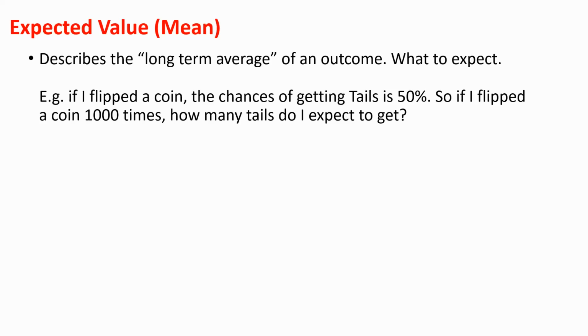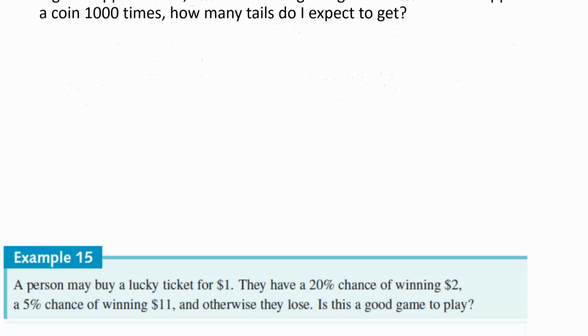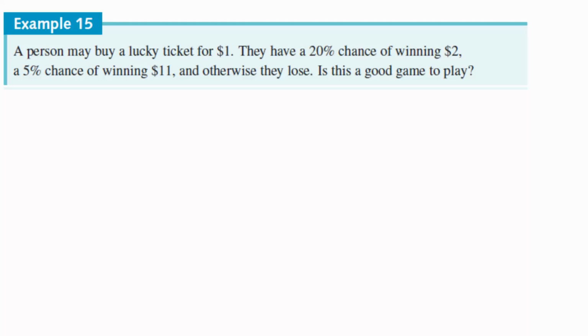So the question is, I said it is the long-term average. I said the average is the sum of all numbers divided by the number of numbers. Let's do an example. The mean or the expected value started off from gambling. The idea of, when you're gambling, you're likely to gain profit or not. So let's have a look at this one. Let's say a person may buy a lucky ticket for $1. So they buy it for $1, so they're spending $1. They have a 20% chance of winning $2, meaning they make a profit of $1.